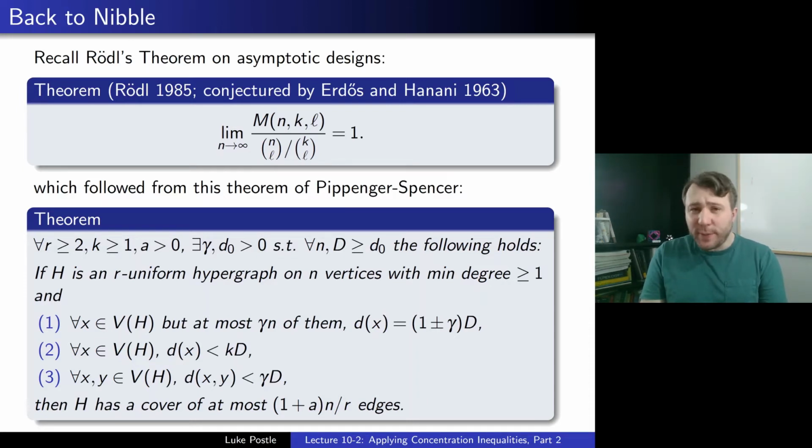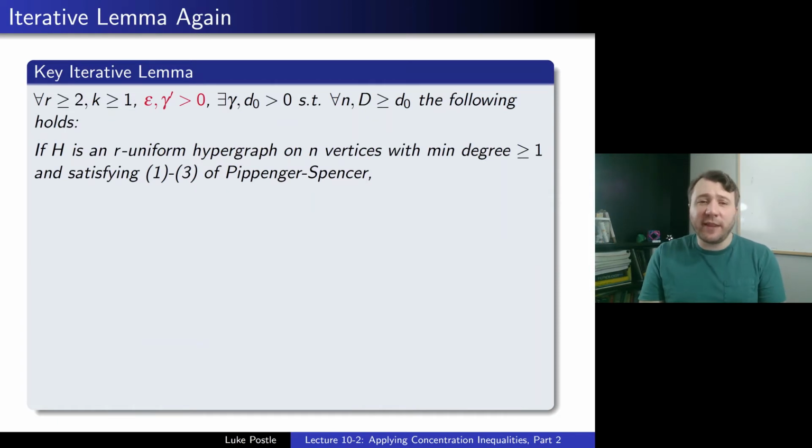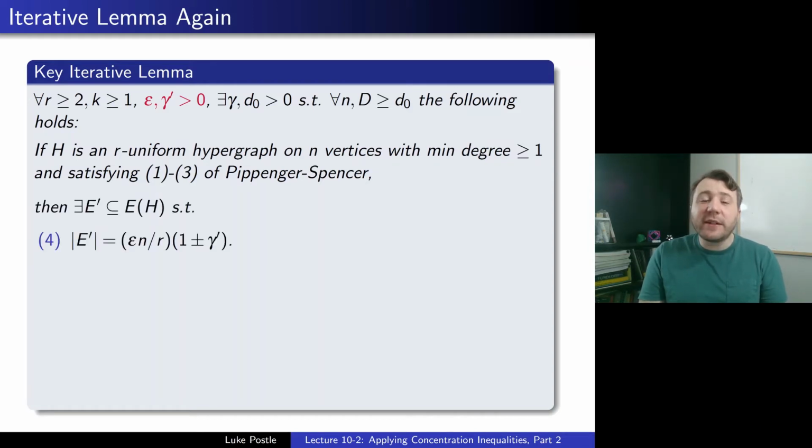So how do we do Pippenger-Spencer? This is the Rödl nibble. So we do a little bit of covering at a time. And to do that, we had this key iterative lemma. For every r and k, we introduce an epsilon and a gamma prime, so that there exist a gamma and d naught. So if you're an r uniform hypergraph satisfying 1 to 3 of Pippenger-Spencer, we can get a good outcome. Namely, there exists a set of edges E prime, a subset of E of H, such that the size of E prime is roughly epsilon n over r times 1 plus or minus gamma prime. So it's a small amount of edges, roughly what we expect when we're going to do randomness, as you'll see.